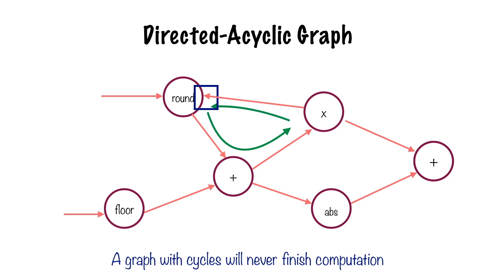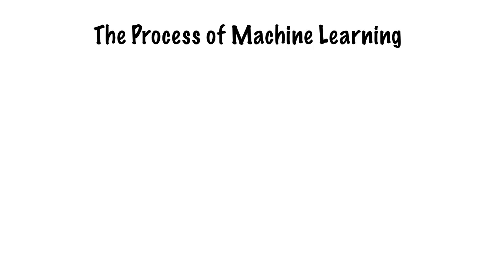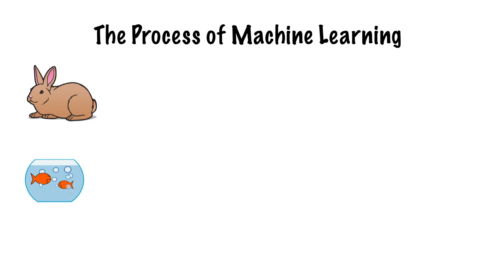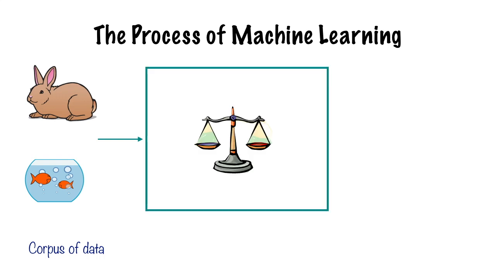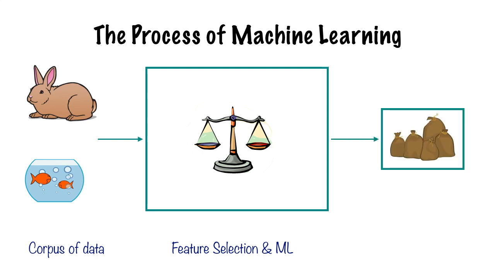it will never terminate. It is important to make a distinction between the acyclic nature of a directed acyclic graph and the inherent cyclic nature of the process of machine learning. Let's see why we describe machine learning as a cyclical process. The way machine learning works, we have a corpus of data, we pass that into some bit of software which performs feature selection and machine learning, and we get an output. So far, so good. All of the directionality here is forward.